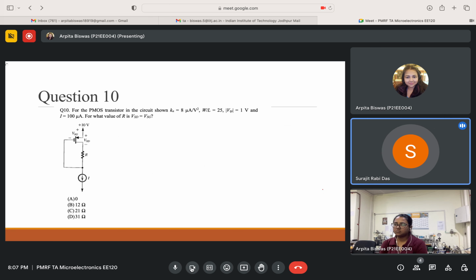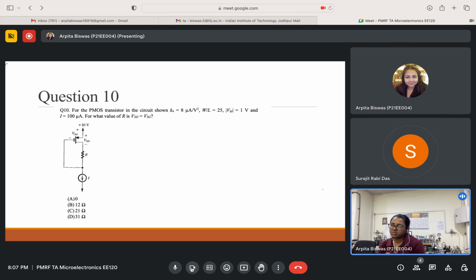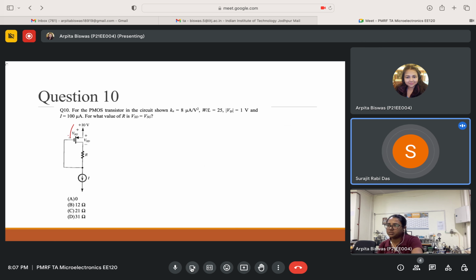Is that Kn value including that 1 by 2 factor? No, don't go into a difficult process. Just see, if you are giving some value of the R, then VSD or VSG will be the same, this voltage and this voltage, when will it be the same?